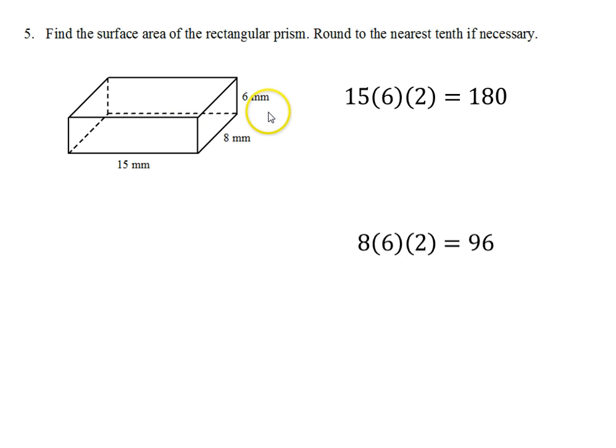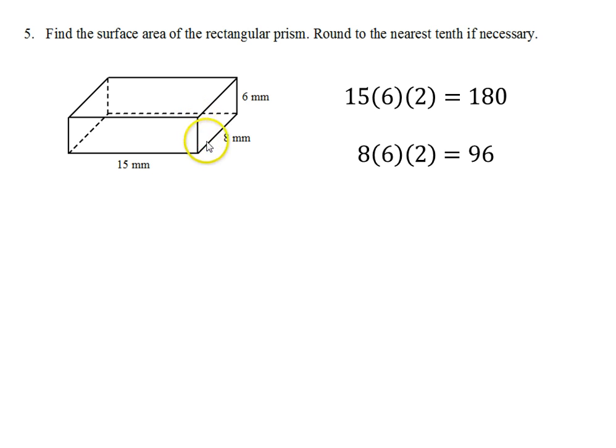Then I'm going to find the area of the side rectangle. This side rectangle right here is an 8 by 6, because this is clearly labeled as 8 and this is labeled as 6. So this has an area of 48, 8 times 6. But then I'm going to multiply that by 2, because this rectangle over here also has an area of 48. So there are 2 of them, which is why we're multiplying by 2. These 2 rectangles have an area together of 96.